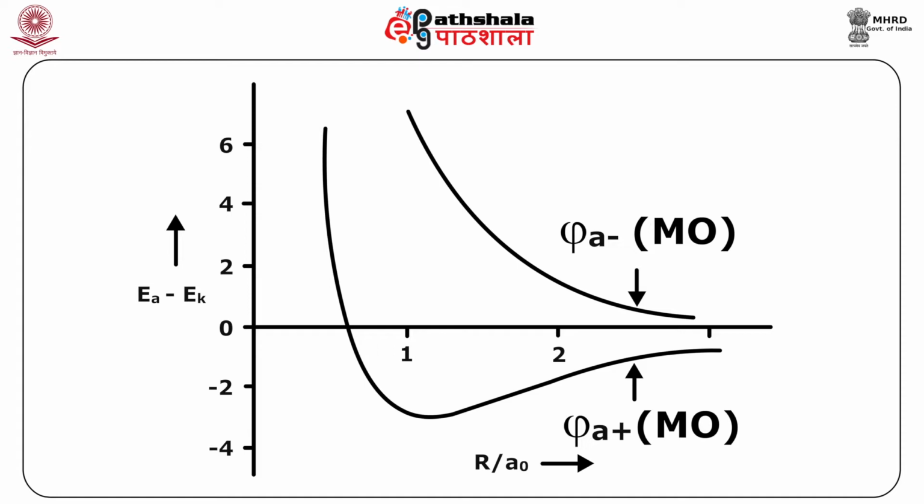So that is the corresponding variation of the energies of the two molecular orbitals. You can also notice here that at the distance where one notices the minimum, that is really the molecular bond length of the hydrogen molecule ion according to MO theory. This corresponds to a bond distance of 1.06 angstrom, and the minimum lies at 2.8 electron volt, which we say is the bond energy of the hydrogen molecule ion.